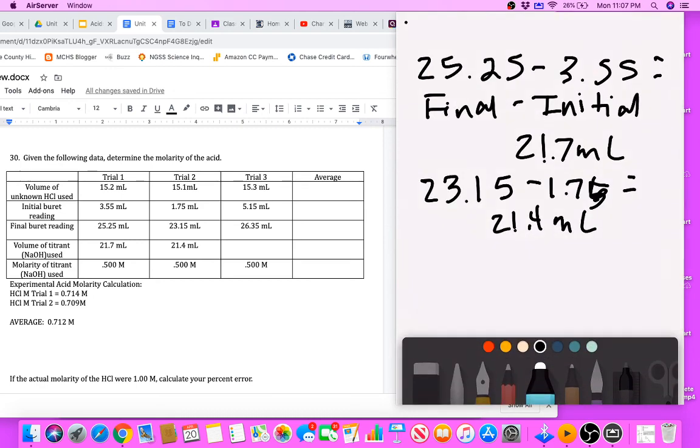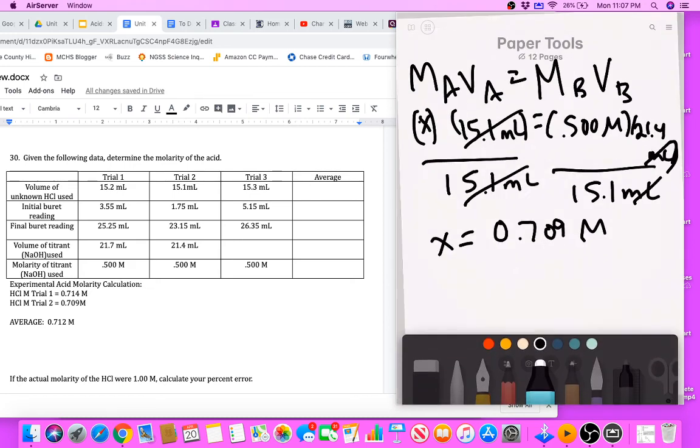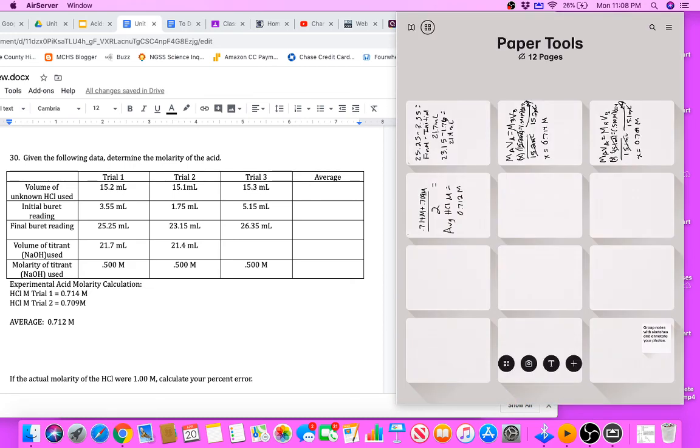Where we've done the final minus the initial, where we've done the MAVA equals MBVB for each trial, and then where we've done the average. So make sure you show me that information.